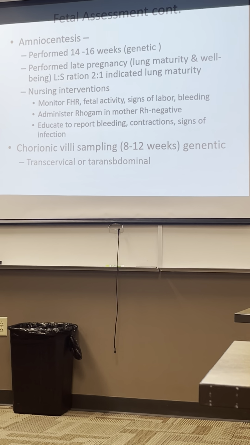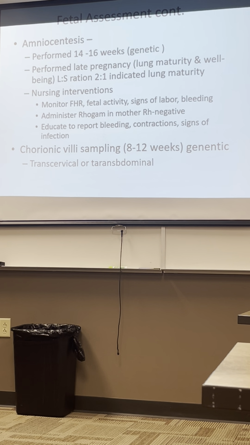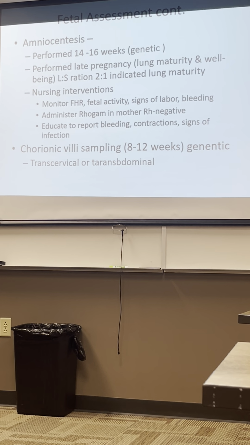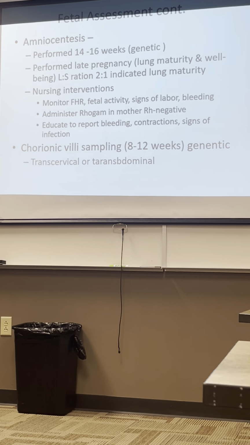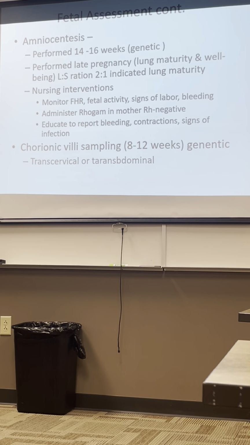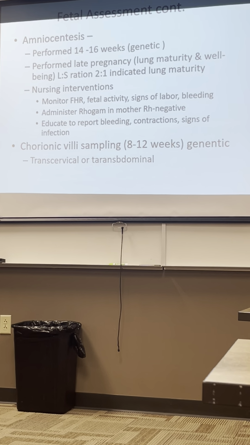Amniocentesis, performed 14 to 16 weeks gestation. It can also be performed in late pregnancy if we're looking at lung maturity and well-being. So an L/S ratio of 2 to 1 indicates lung maturity. So remember, we need to put it on the fetal heart rate monitor, look for signs of labor, any bleeding, check their vital signs. If the mom is Rh negative, she needs to have a RhoGAM shot. And then educate to report bleeding, contractions, signs of infection.